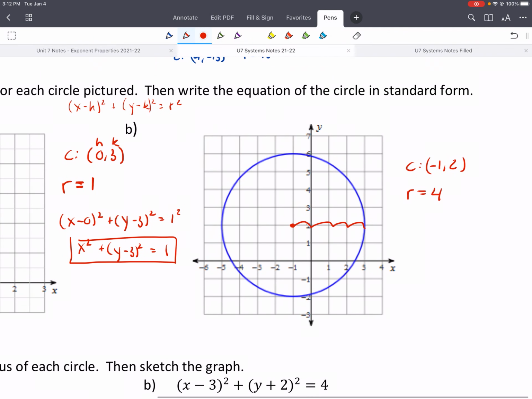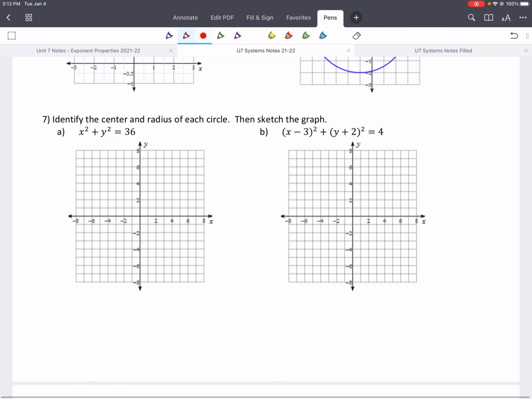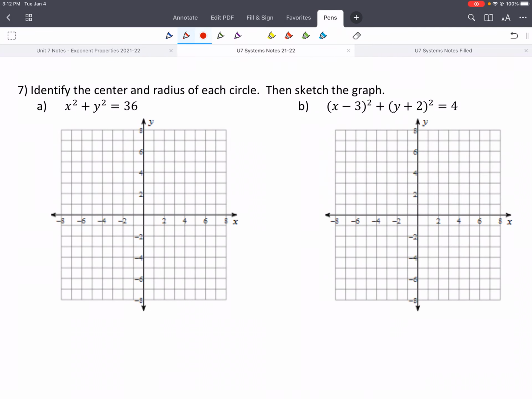Here's another example. We do (x plus 1) squared, and then we'll do (y minus 2) squared equals 4 squared, but 4 squared is 16. Okay. Alright, so we should be able to do that on a homework and test. Now we want to go the opposite direction. We have the equation. We want to write down the center, radius, and then graph it.